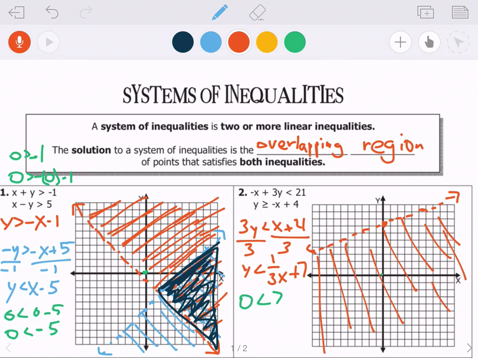So you're going to shade everything below that line. Any point below that line is a solution to that linear inequality. The second equation was already in slope-intercept form for us, so when we graph it, let's see what we get.